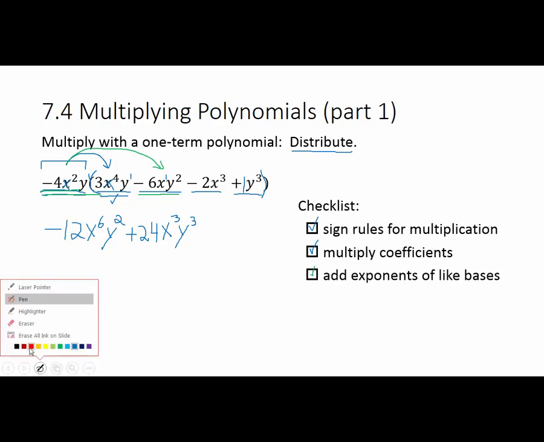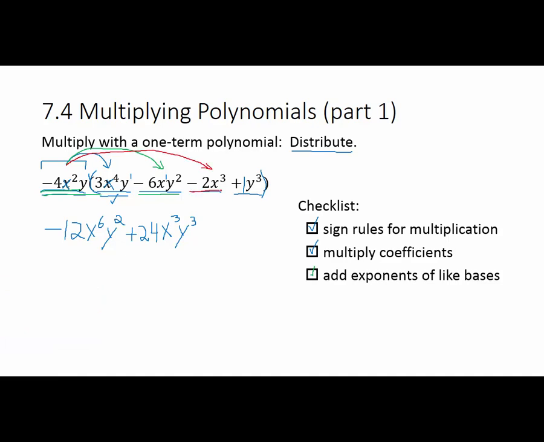I've got 2 more distributions to do. The next 2 are a little bit funny, but let's take a look. Now I'm going all the way over to this third term. So this guy times the negative 2x to the third power. Let's work it out. Starts off the same. Negative times negative is positive. I'm doing my signs. 4 times 2 is 8. Like bases, x to the second power, x to the third power. So 2 plus 3 is 5.